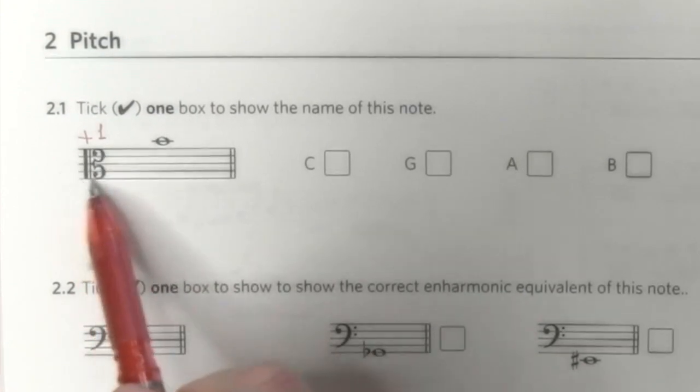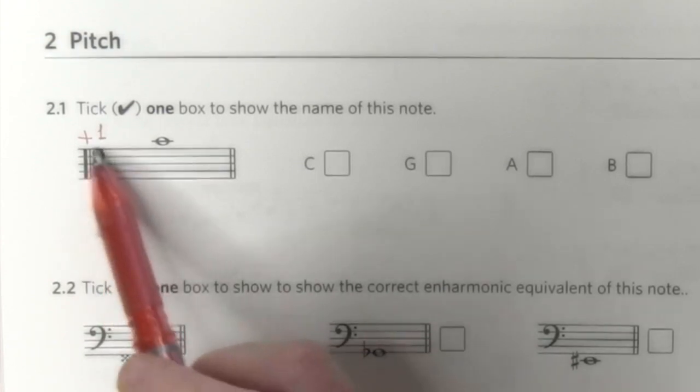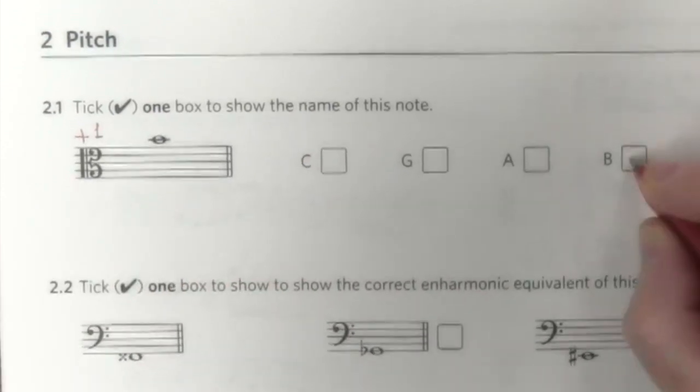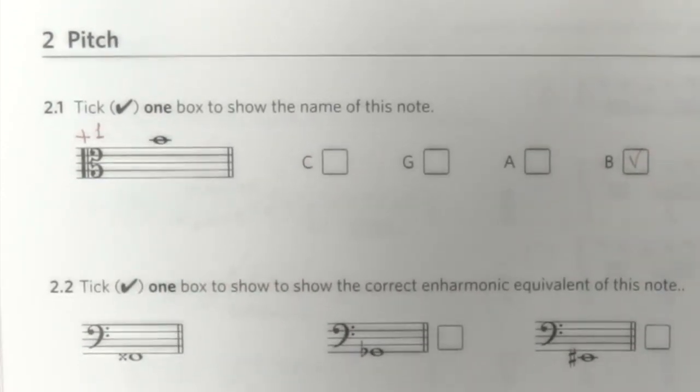So if you want to read the notes in the alto clef quickly, you just read them in treble clef and then add one. In treble clef, this would be A, La, plus one, B. There you go, B. Let's move on.